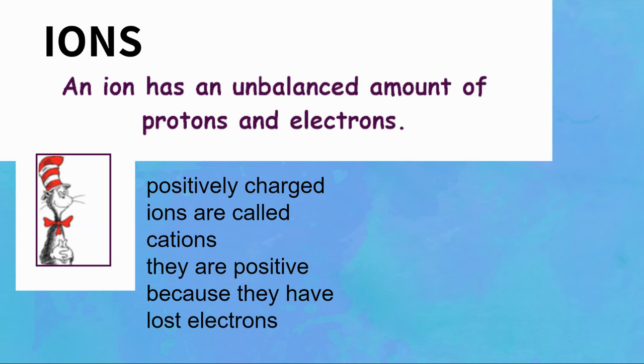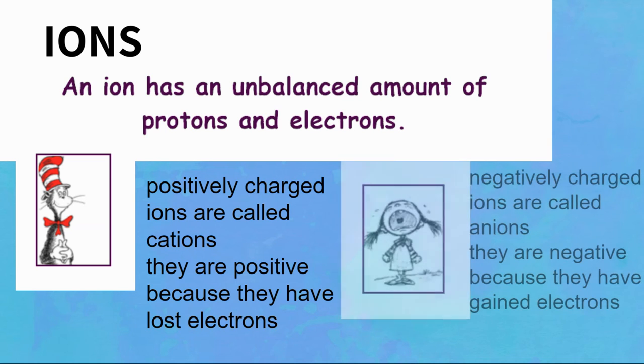Remind yourself that losing electrons means we're losing negative things, so we're going to be more positive. The other side of the story is negatively charged ions are called anions. So please make sure you write down these two because these definitions are important. Cation and anion. An anion is negative because they've gained electrons. All right. So that's some of the language we're going to be using as we move forward.